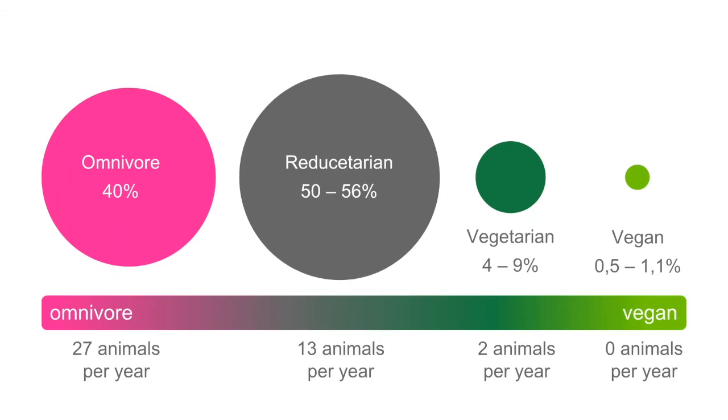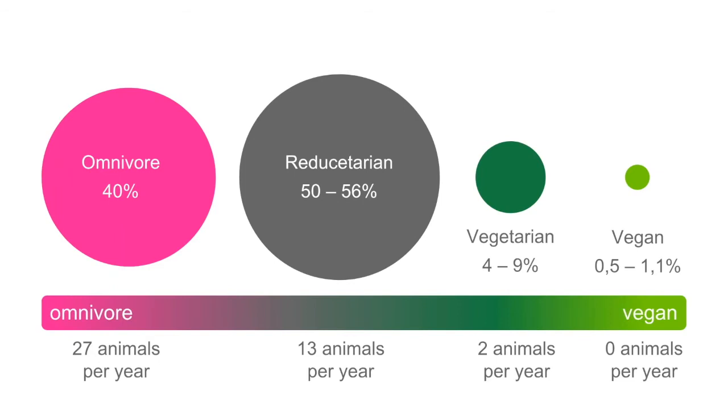We want people to move over this scale in the right direction, but not every step is as impactful as the other. One reason is that it's interesting to address omnivores because there are just so many of them: 40% of the population, or even up to 90% if you include reducetarians as omnivores. They are the biggest target group, but they also offer the most opportunity for saving animal lives. An omnivore in the Netherlands consumes about 27 animals a year. Perhaps in the United States, people eat more animals even. And if you just get an omnivore to become a reducetarian, you will help this person save 13 animals per year.